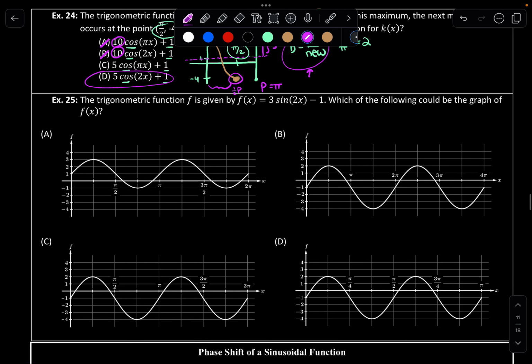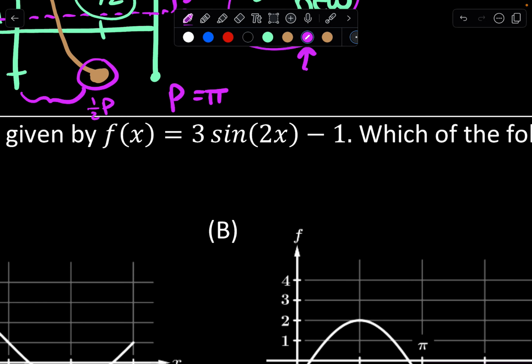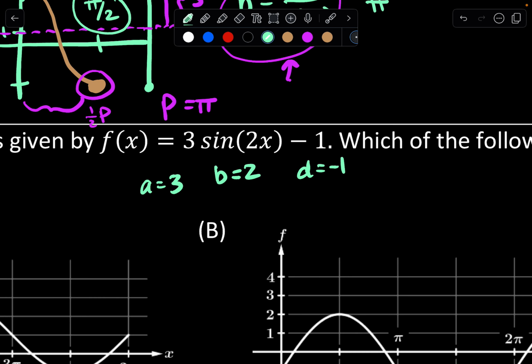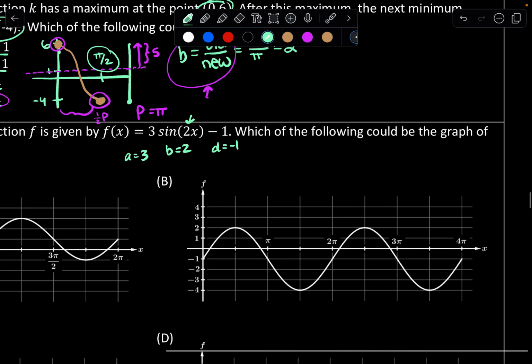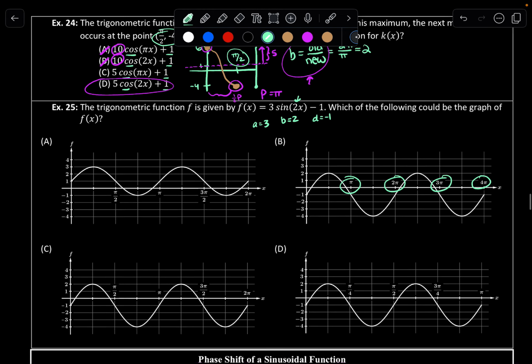Example 25, the trig function f is given by f of x equals 3 sine of 2x minus 1. Which of the following could be the graph of f of x? All right, so we're given three things. We know that a is equal to 3. That's our amplitude. Our midline is at -1. And then our b value is equal to 2. So because our b value does not have a pi or is not in radians, that means my inputs should be in radians, which I think they all are. They wouldn't make it that obvious.